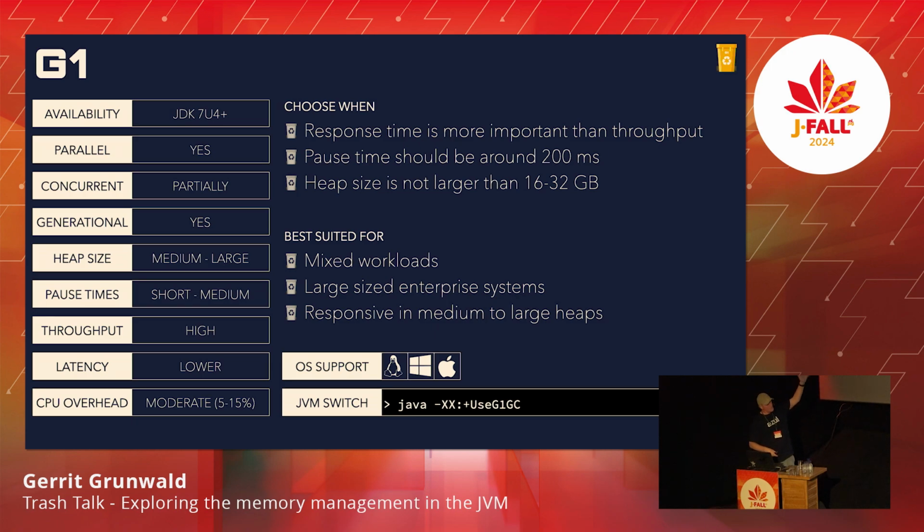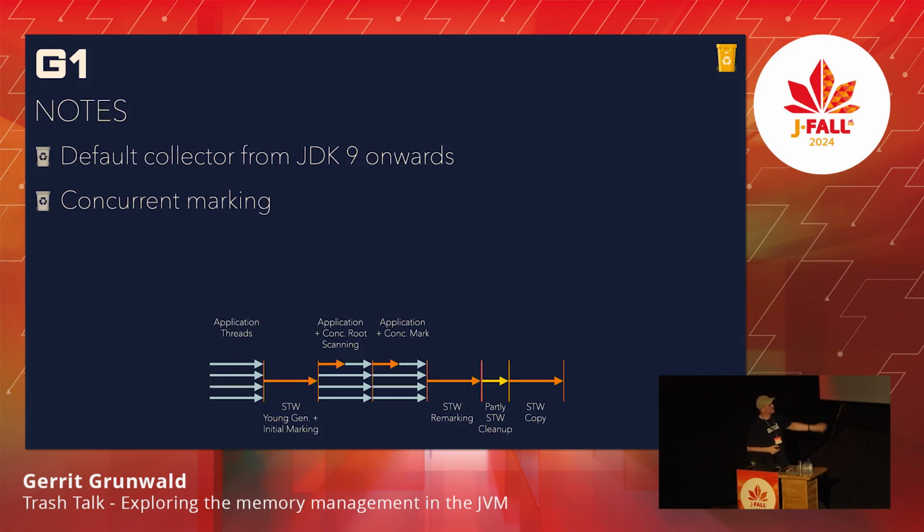This is, again, partially concurrent. It can do concurrent marking. It's generational, parallel, and heap size is medium to large. Best suited for mixed workloads, large enterprise systems. I mean, all the people that said we use the default, this is what you're using, right? So this is the default collector at the moment. You see the diagram is already more complex, and like I said, from JDK 9 onwards, it's the default collector, and it can also do concurrent marking.